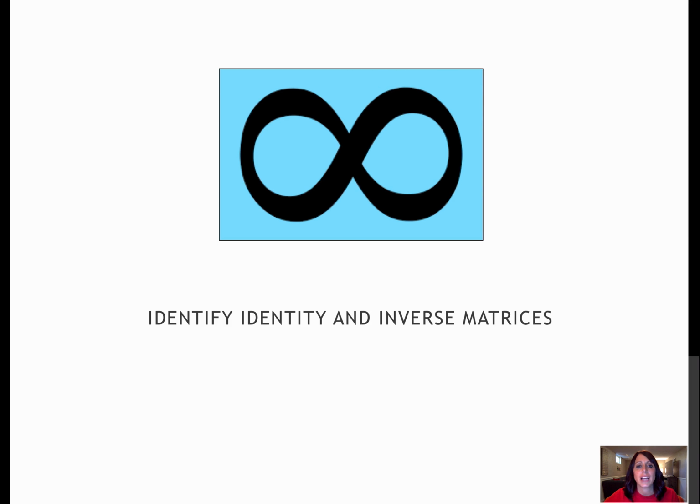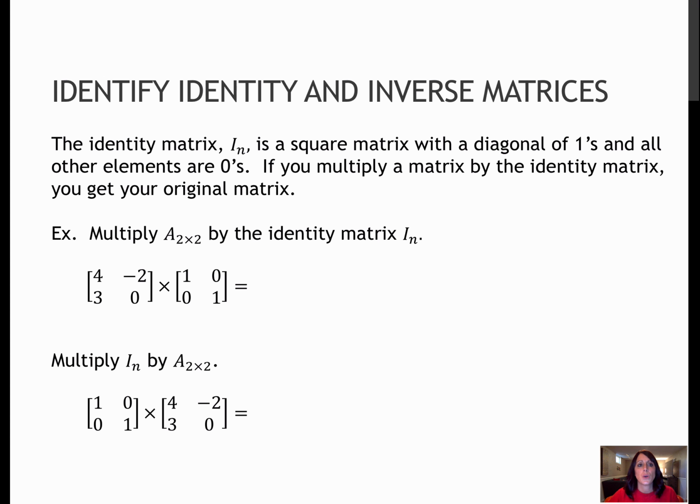In this lesson, we will identify identity and inverse matrices. So the identity matrix is essentially just a square matrix with a diagonal of ones and all of the other elements are zeros. That should look familiar to us from when we were solving using Gauss-Jordan elimination. The left side was essentially the identity matrix where we had 1, 0, 0, 1, etc. So a diagonal of ones.